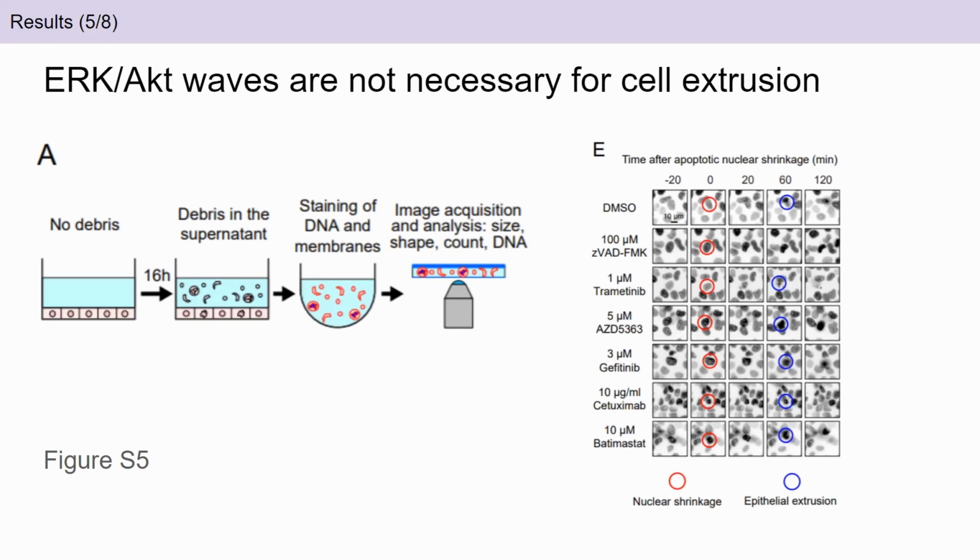So they use imaging to check the monolayer of the cells, the floating cells, to see whether it happens or not. Then they induce different types of inhibitors of the ERK or AKT signaling pathway. But they found that this is not really correlated with cell extrusion, which means that without the signaling factor, the cell extrusion still happens.